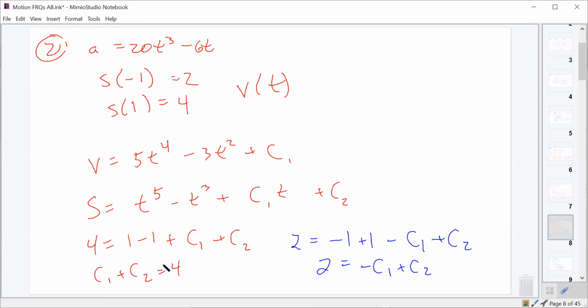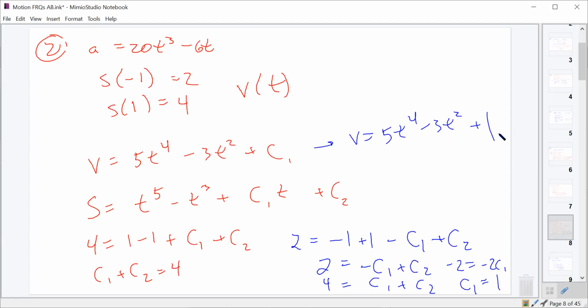Let's say we subtract one from the other. So let's take this one and subtract this one. So 4 equals C1 plus C2. And if we subtract, we're going to get 2 minus 4 is -2. Negative C1 minus C1 is -2C1, and then C2 minus C2 goes away. And we'll get constant 1 should be equal to 1. So if constant 1 is 1, then this should be 5t to the 4th minus 3t squared plus 1.